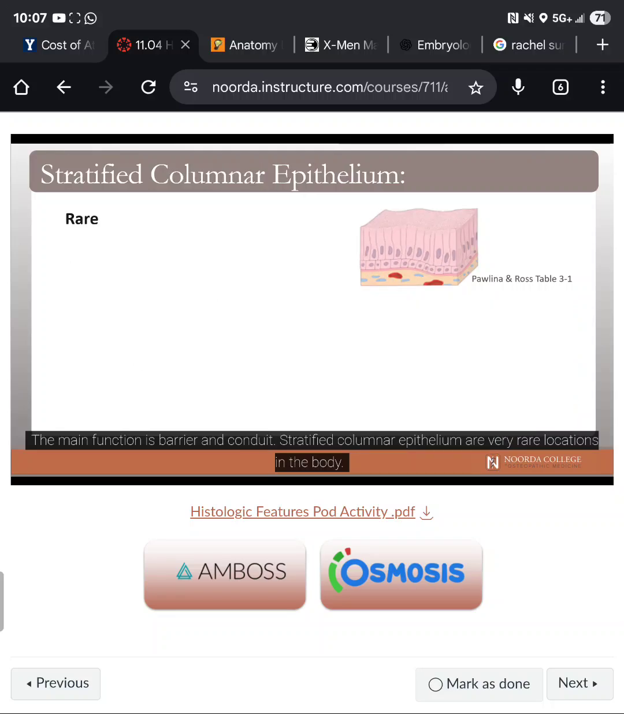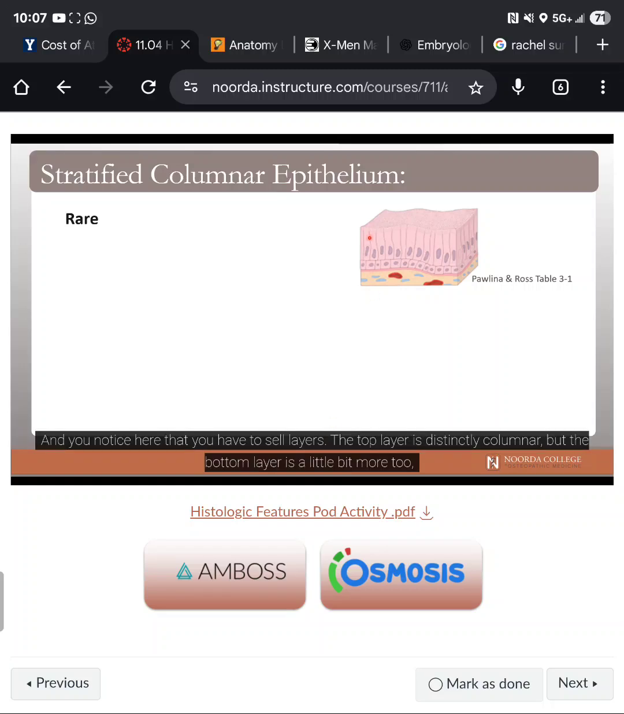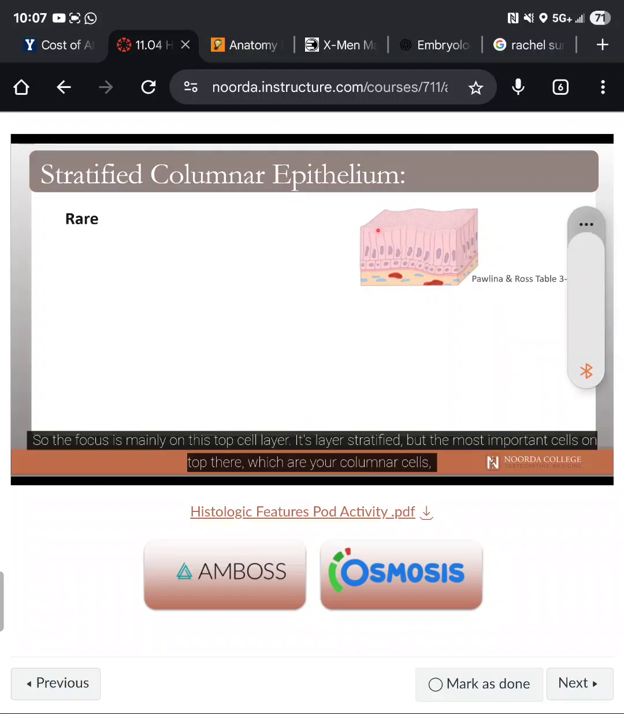Stratified columnar epithelium is found in rare locations in the body. And you notice here that you have two cell layers. The top layer is distinctly columnar, but the bottom layer is a little bit different, because these are stem cells or basal cells that are attached to the underlying basement membrane. So the focus is mainly on this top cell layer. It's layered, stratified, but the most important cell is on top there, which are your columnar cells.